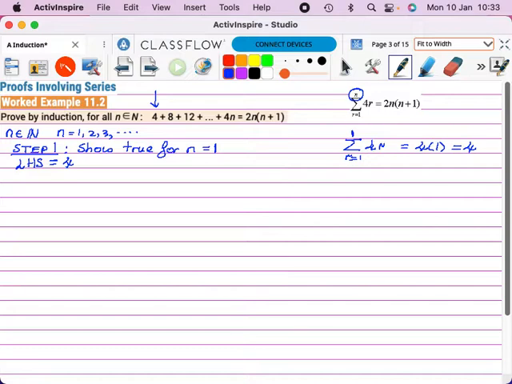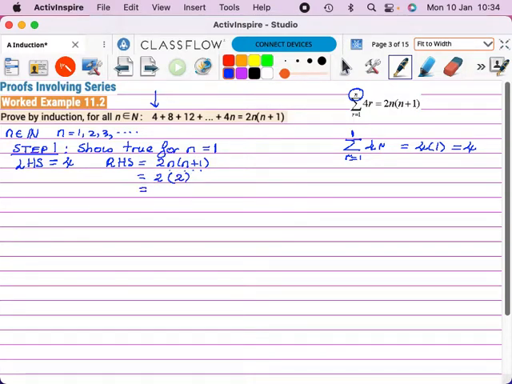Now, on the right-hand side, what have I got? Well, I've got a formula, and the formula is 2n on n plus 1. And now I'm going to substitute my n equals 1 into the right-hand side. So it's going to be 2 lots of 1, which is 2. And what's 1 plus 1? 2.